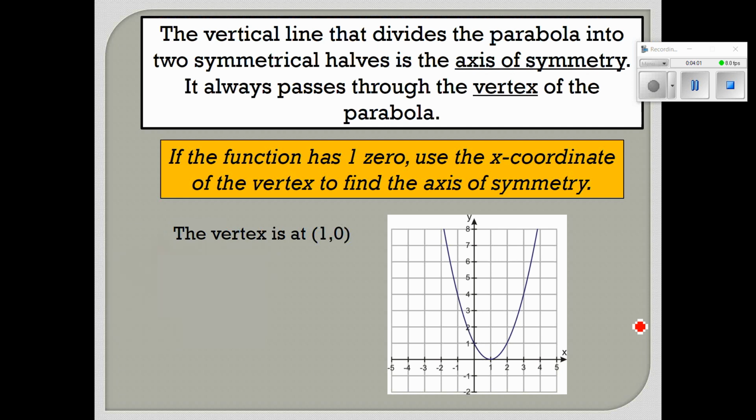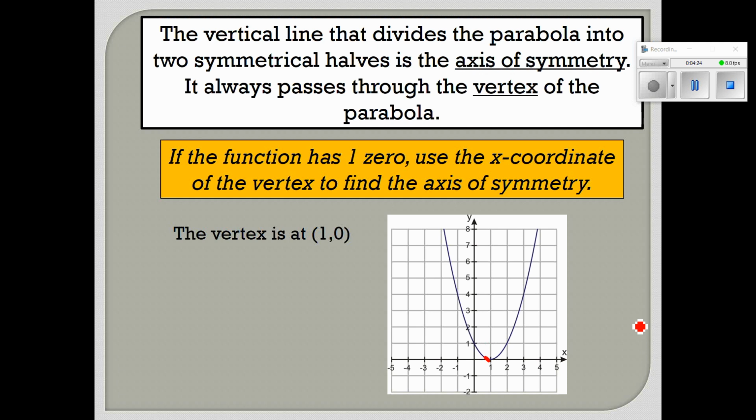A parabola has an axis of symmetry. It's the vertical line that divides it into 2 parts. It is always going to pass through the vertex. So the question is what is the vertex? The vertex is always going to be the very highest point or the very lowest point. So when looking at this vertex, you will see that the very lowest point is right here. There's 1, 0, one solution.